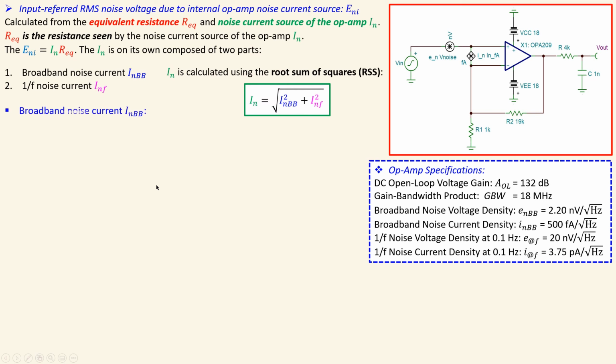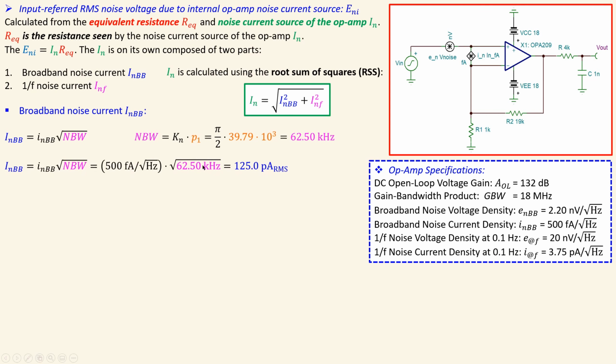So very similar to the noise voltage analysis. The broadband noise current, that's again the RMS value of that one, will be the noise current spectral density times the square root of the noise bandwidth. So we already calculated the noise bandwidth using the pole frequency of the external RC circuit, and it will be 125 picoamps RMS.